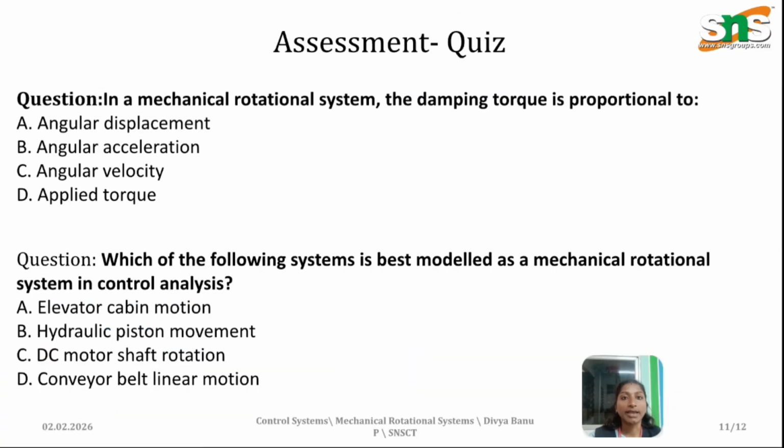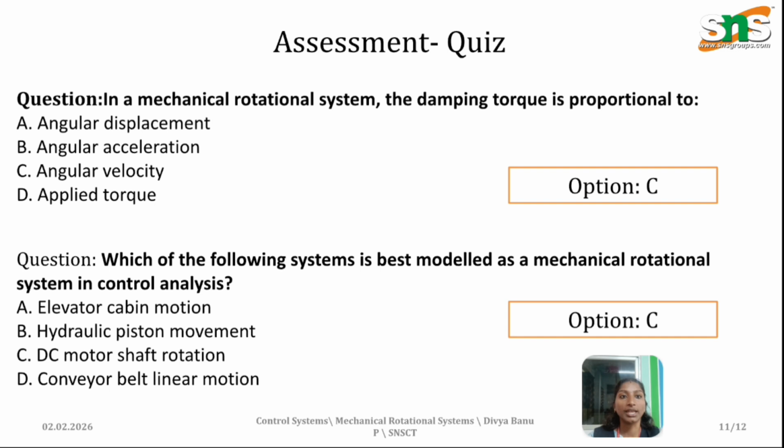Let us have an assessment. In a mechanical rotational system, the damping torque is proportional to angular velocity, because B is multiplied by d theta by dt, which is angular velocity. And which of the following systems is best modeled as a mechanical rotational system in control analysis? The answer is DC motor shaft rotation.